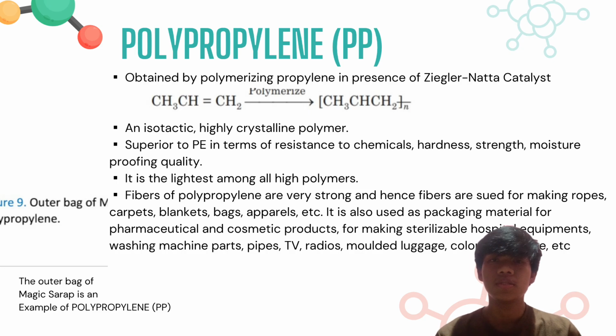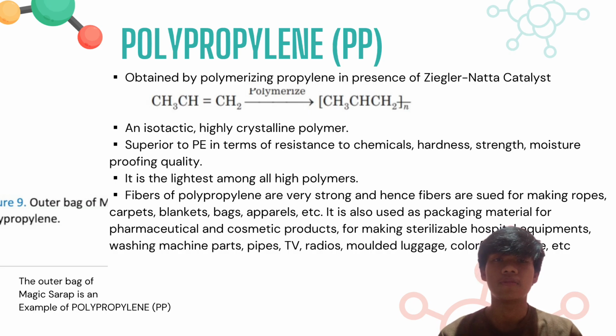So, polypropylene is an isotactic, highly crystalline polymer. It is superior to PE, or polyethylene, in terms of resistance to chemicals, hardness, strength, and moisture proofing quality. And it is the lightest among all high polymers.